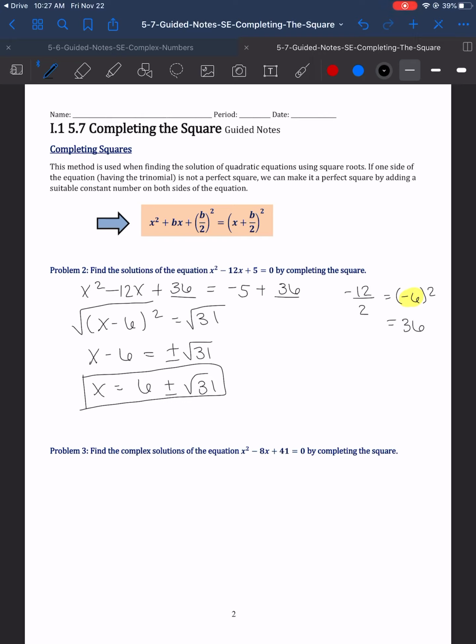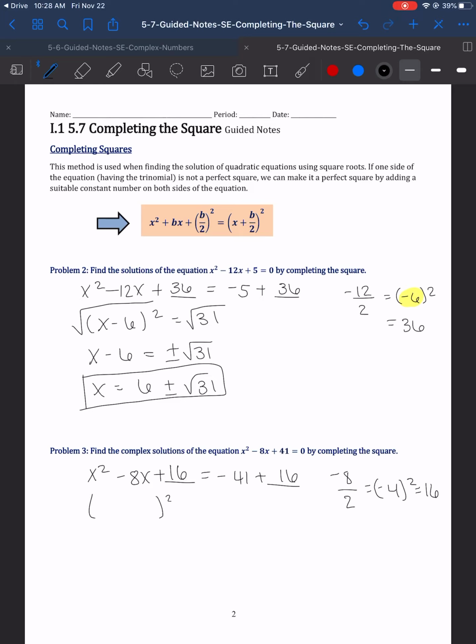So now problem 3 says find the complex solutions. So that means I'm going to have some i's in here. So I'm going to have x squared minus 8x plus a blank equals negative 41 plus some other blank that we don't know yet. So I'm going to take this middle term, negative 8, and divide it by 2 and get negative 4. And then square that number and get positive 16. So positive 16 is what goes in my blank.